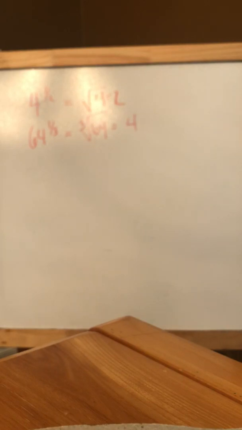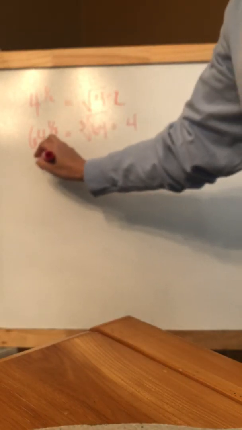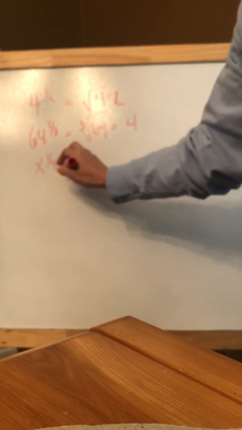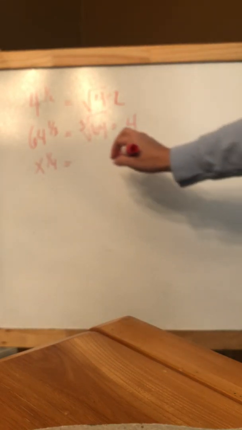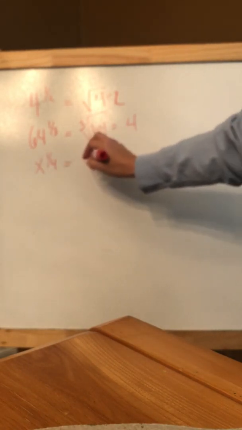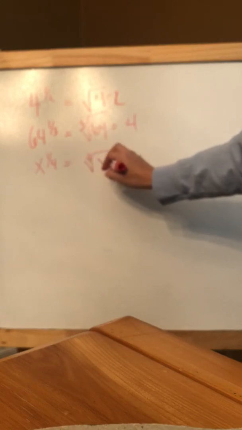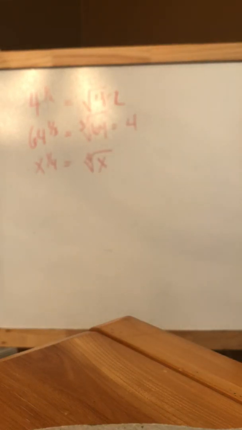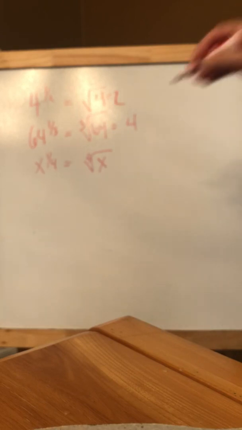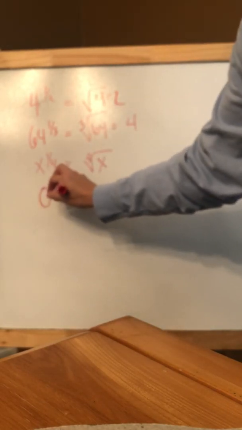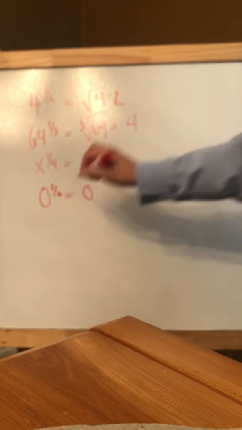Okay, another example, how about x to the 1/4? If we have x to the 1/4, that can be simplified as x to the 4th root. How about 0 to the 1/6? 0 to the 1/6, just 0.